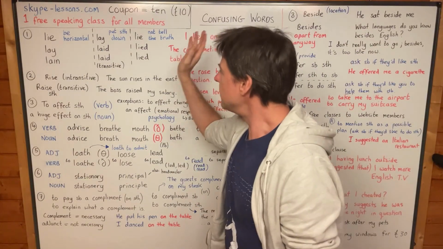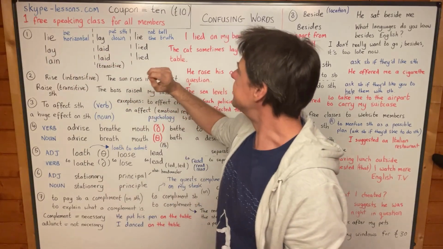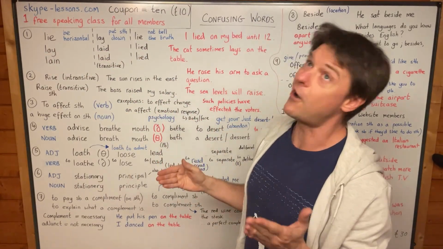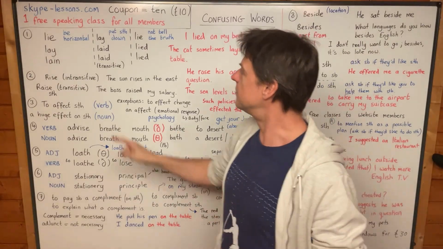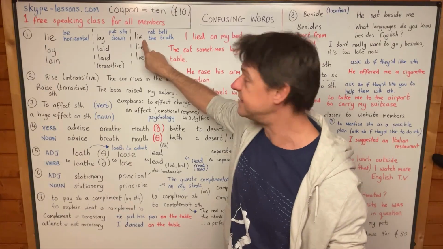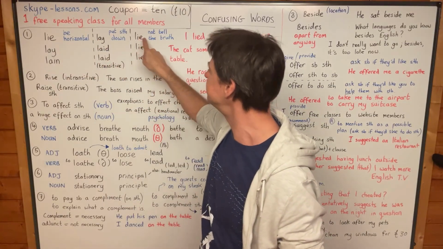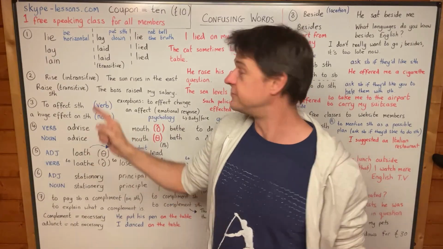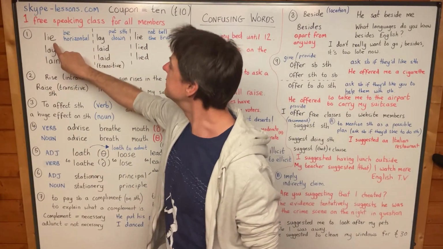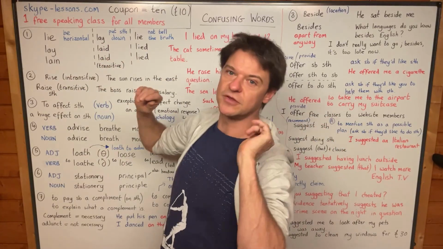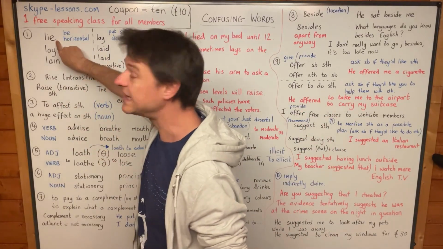So let's start with lie, lay and lie. And you can already see how these are quite confusing and why. Well, these two have exactly the same first form, infinitive. At the top we've got the infinitive, by the way, of three different verbs: lie, lay, lie. They don't look different, these two, but they are different, because this one means be horizontal. So you normally lie, this one, in bed.